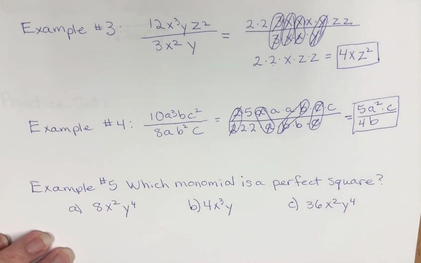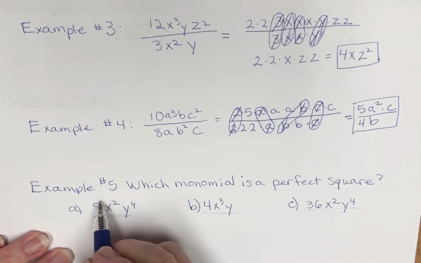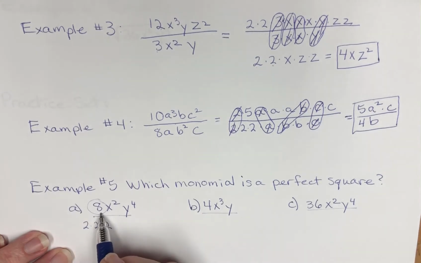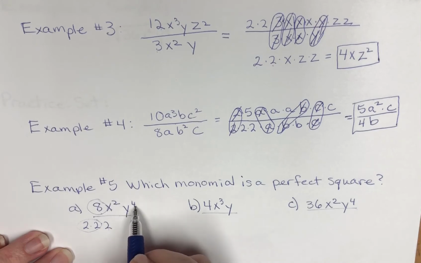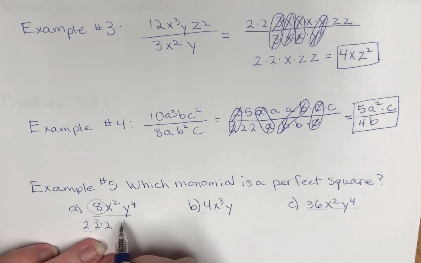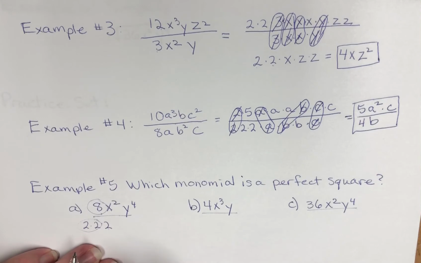Okay, in example 5, they're asking you which of these monomials, each one of these is a monomial, is a perfect square. Well, for something to be a perfect square, every piece of it has to be a perfect square. So if I look here and I were to expand this 2 times 2 times 2, I can see right away 8 is not a perfect square because these 2 would make a perfect square, but that one doesn't. Then we have x squared, y to the 4th. They could both be broken down by 2's, but this 8 makes it so that's not the answer.